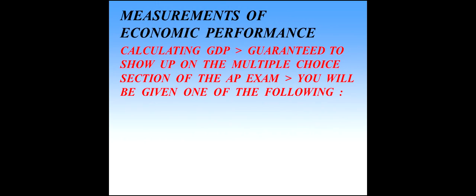Now, calculating GDP is guaranteed to show up on the multiple choice section of the AP exam. And they're going to ask you to figure out one of a couple of things, either real GDP, nominal GDP, or something that we call the GDP deflator. So you're going to be given one of the following two scenarios to figure out. And it's a pretty easy mathematical exercise for you. As you know, you can't use calculators and so forth, so they have to use some pretty easy numbers to work with, and the process is pretty easy. It's just remembering a simple formula.